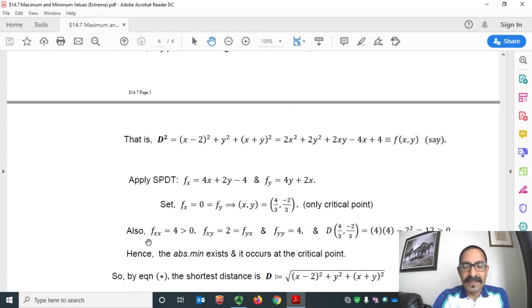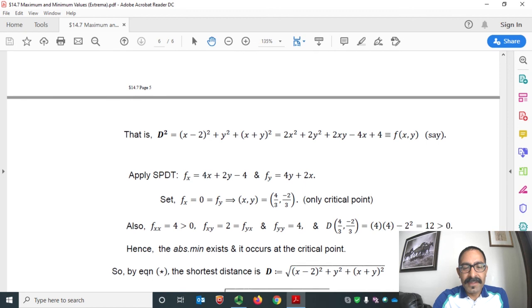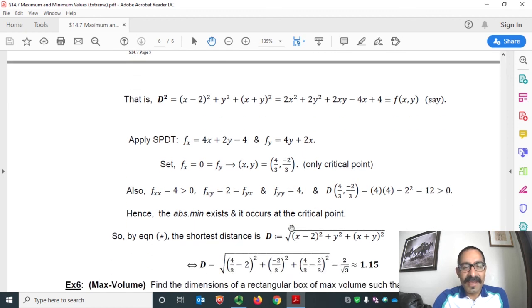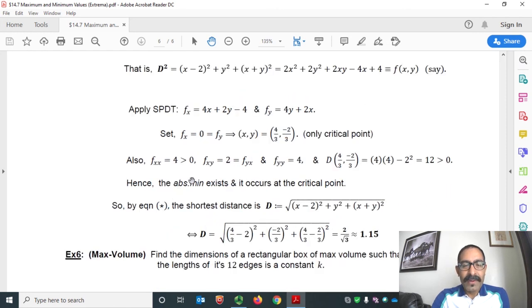Then find the second partial derivatives. Find the discriminant value at that critical point, which turns out to be 12, positive. Since the discriminant is positive and fxx is positive, an absolute minimum occurs, because I have only one critical point, and a local minimum there means an absolute minimum occurs there, right? So the absolute minimum means the shortest distance, right? So the absolute minimum is the shortest distance.